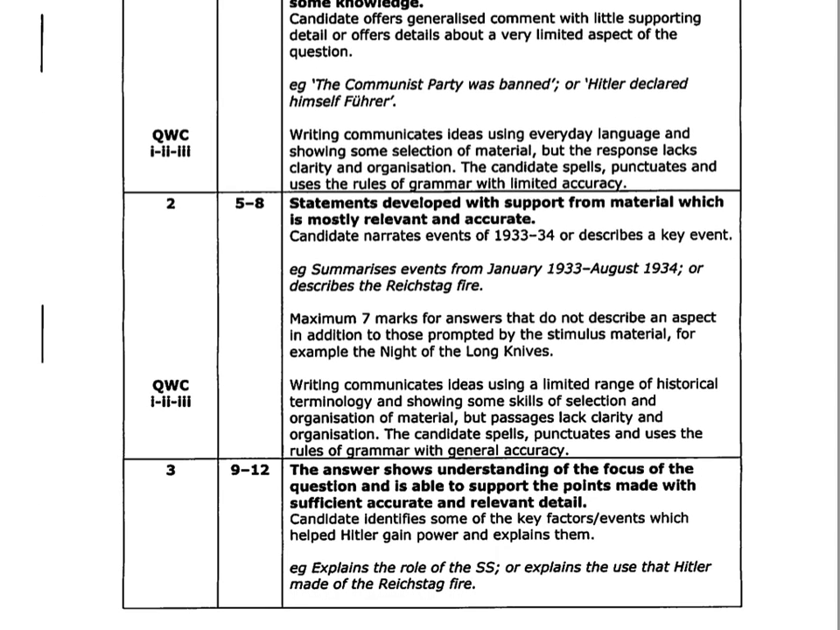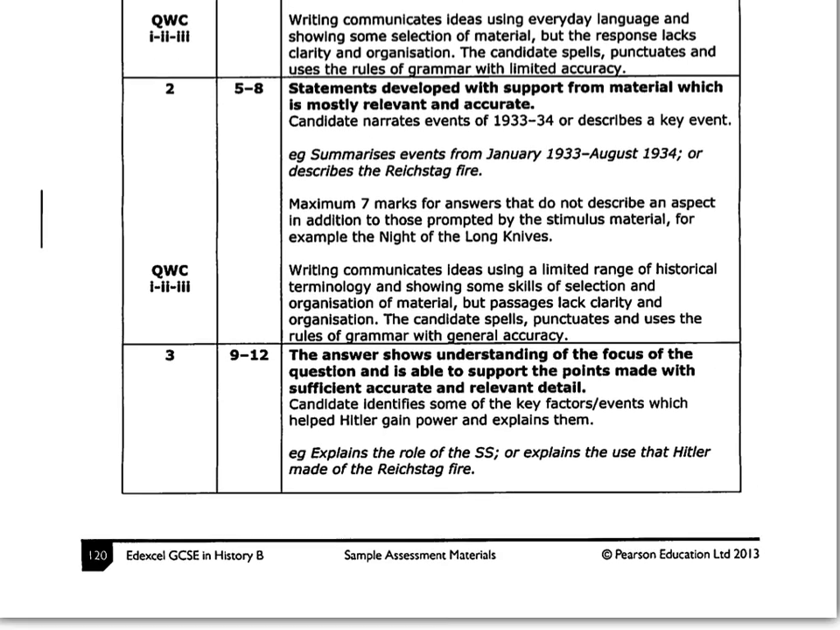Level 2, points with some evidence. So, for example, you say what the Reichstag fire is and you explain what the Reichstag fire was. Okay? Writing communicates ideas on a limited range of historical terminology, showing some skill of selection and organization. Up to 8 marks. Moving on.